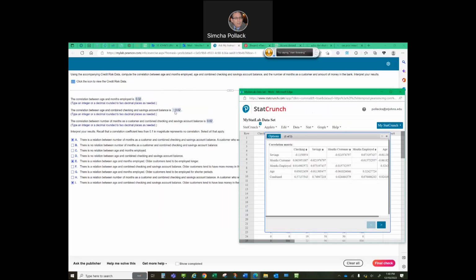So the reason why he was marked correct was because the computer rounded to the nearest tenth. So within 1/10, he was right. But the technical answer is positive 0.02. The correlation between the number of months and combined, again, is positive 0.02. This was correct. Now comes the interpretation.